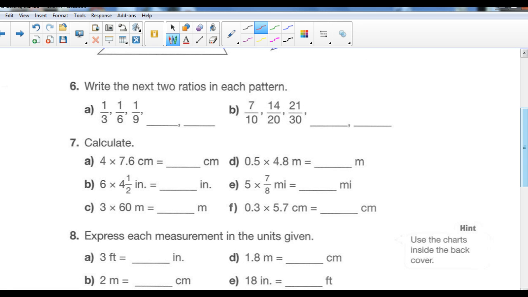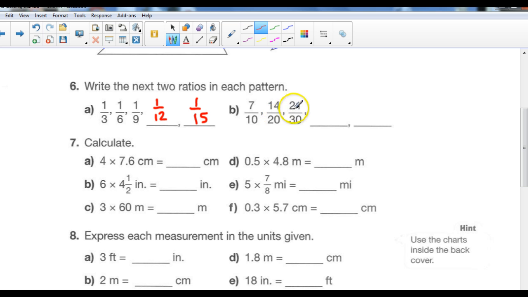Number 6, write the next ratios in each pattern. So we got 1/3, 1/6, 1/9. Let's look at the pattern. The top is staying the same. What's the bottom? The bottom is going up by 3 every time: 3, 6, 9. So what's the next one? It would be 12, so this would be 1/12. And then 12 plus 3 is 15. This would be 1/15.